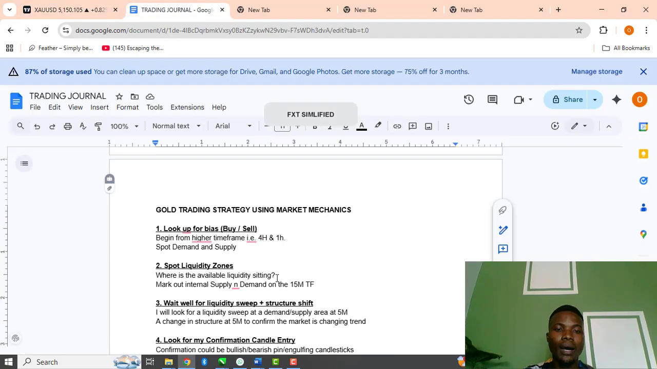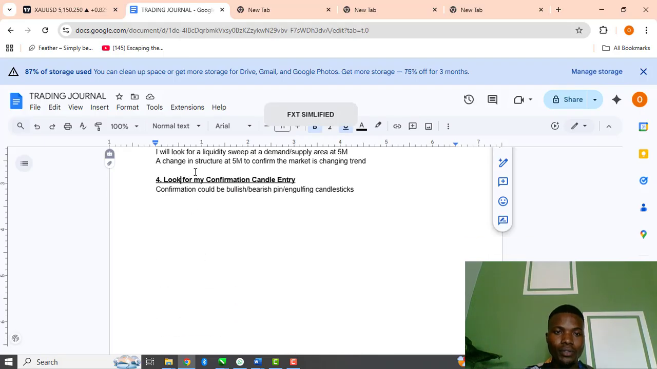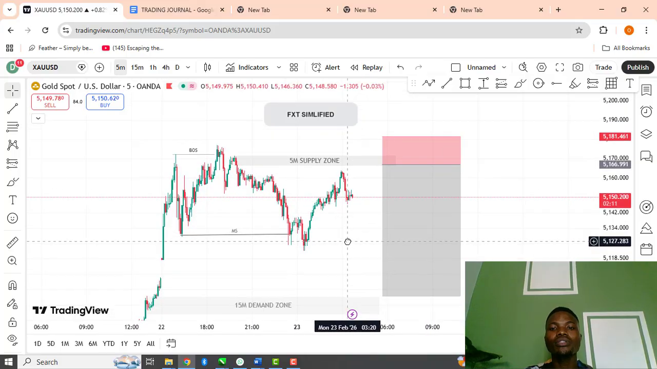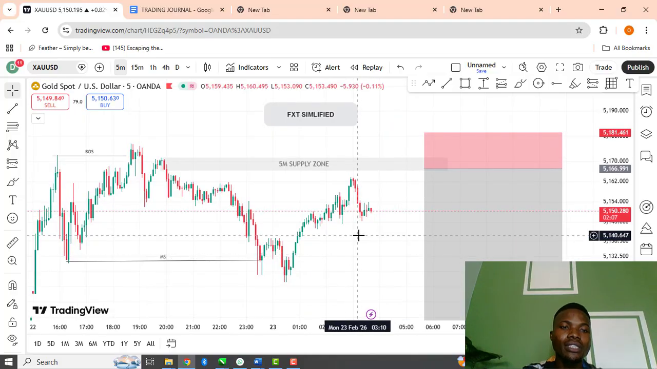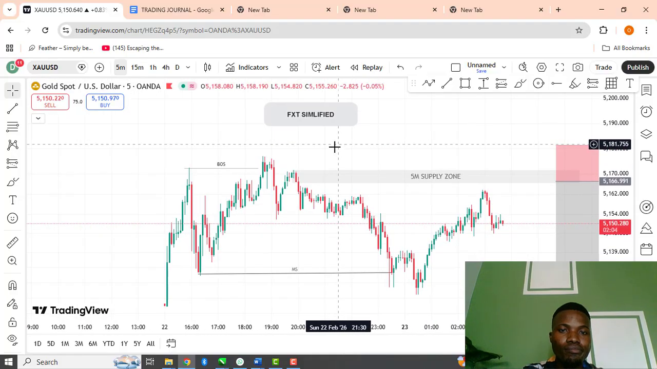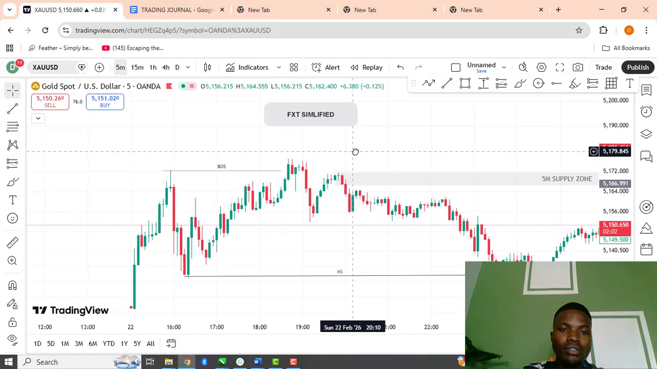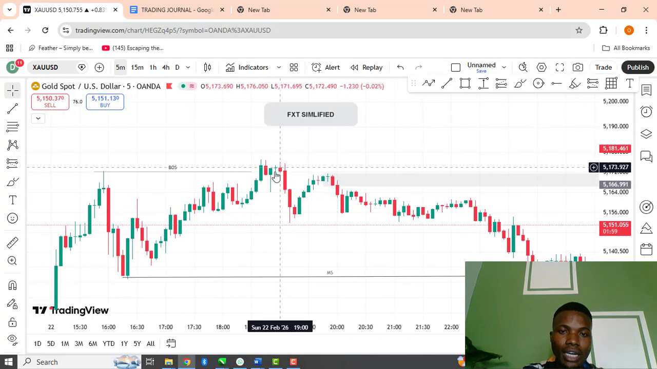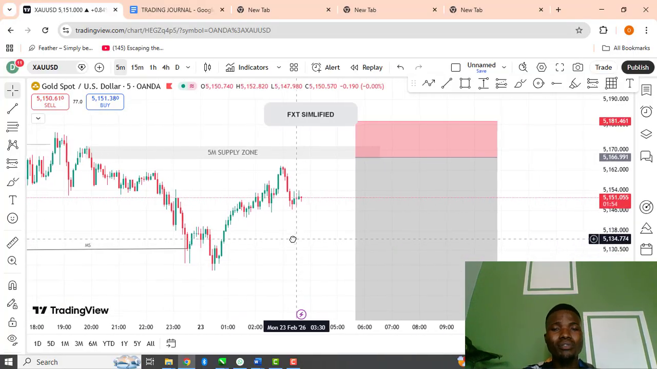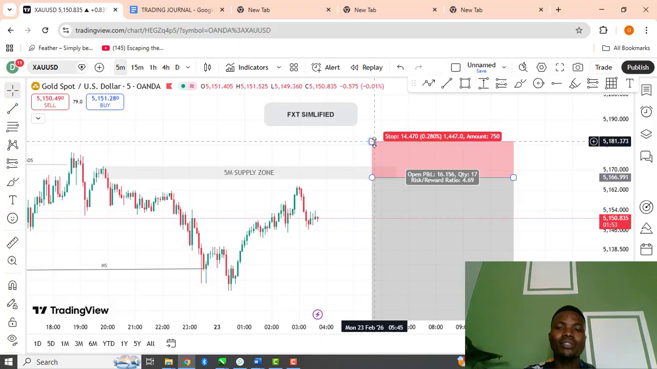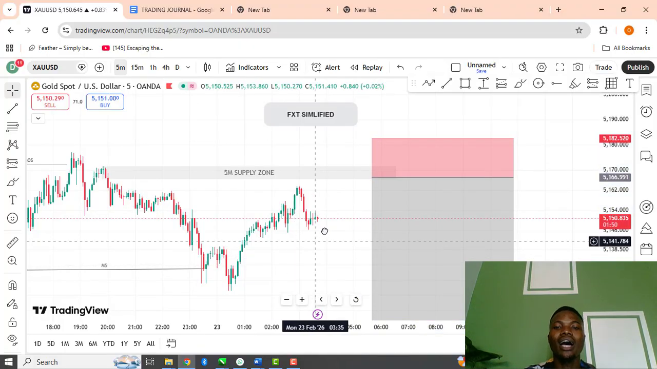Okay, so number 4, we look for confirmation candle entry. Confirmation could be a bullish or bearish candle, or a pin or engulfing candlestick. So it depends. The candlestick that we are going to be expecting will be more like this type of red candle. I think that is the inverse pin bar, kind of, or that's the pin bar. The name doesn't really matter, because I don't even know all the names in my head.